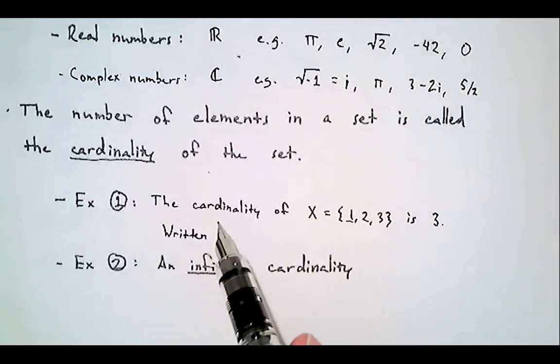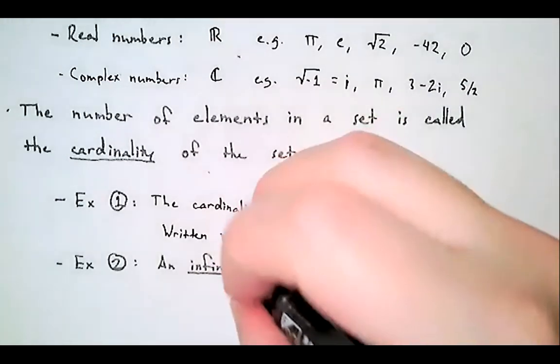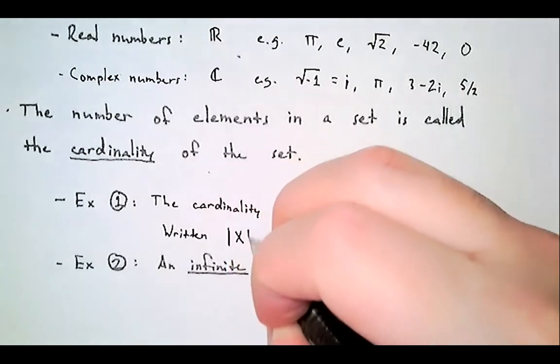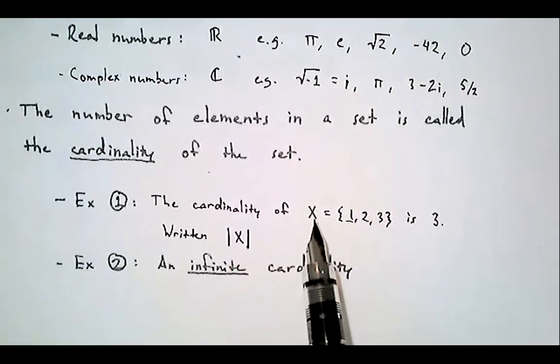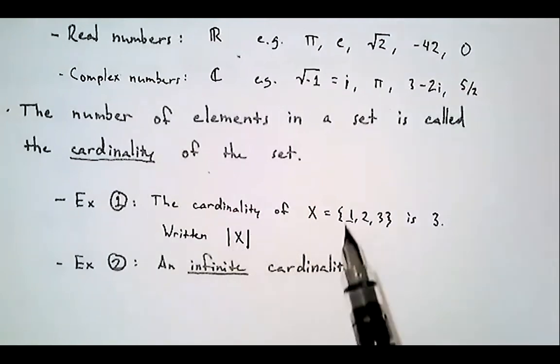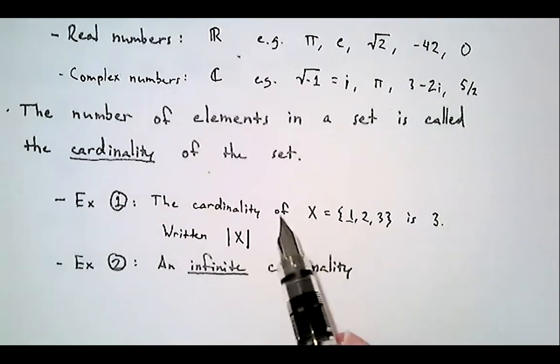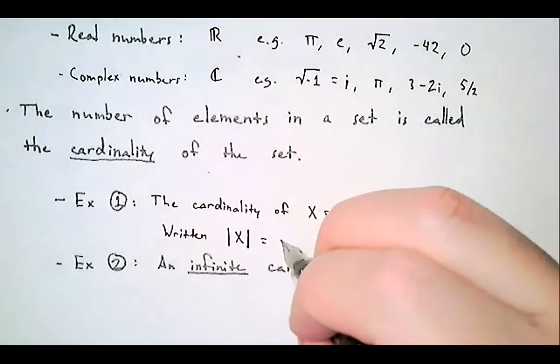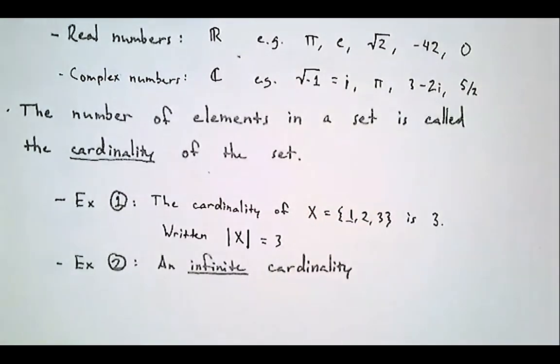And the cardinality also has a shorthand. You put vertical bars around your set. So if I put vertical bars around X, it means the number of elements in the set X. Like so. So it's just 3.